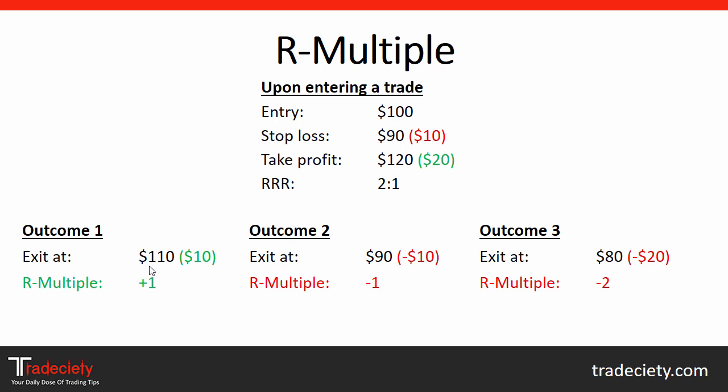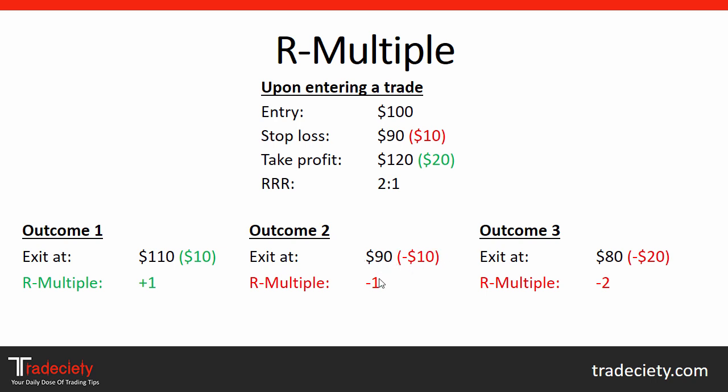So first, let's say we close the trade at 110, which is ahead of our initial take profit. Instead of making 20, we only make 10, and you can see it's the same as we have risk on the trade here on the stop loss distance. So in terms of R and risk multiple, we only made 1 because it's the same as our stop loss and potential risk. On the second outcome, we closed our trade for a loss, exactly where our stop loss was.